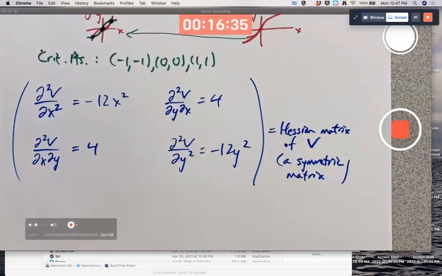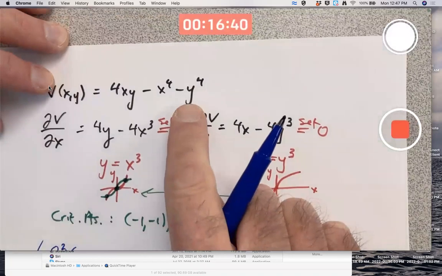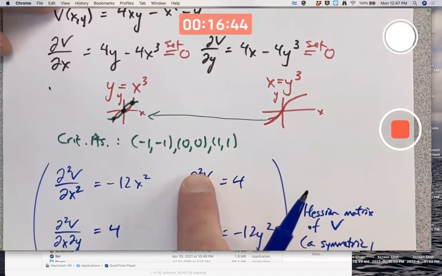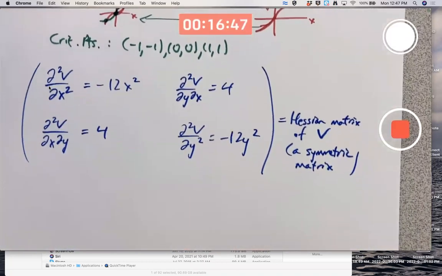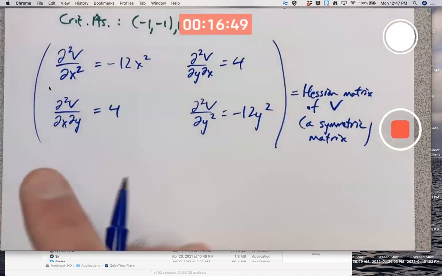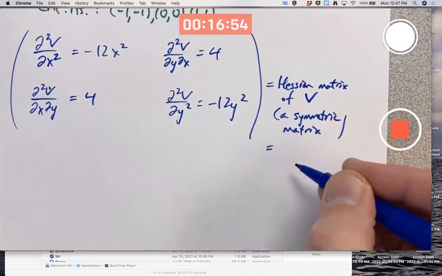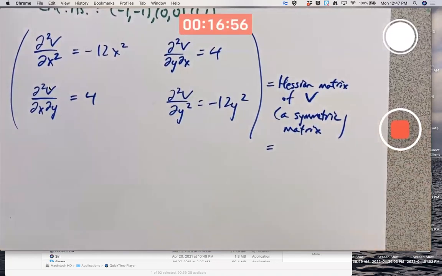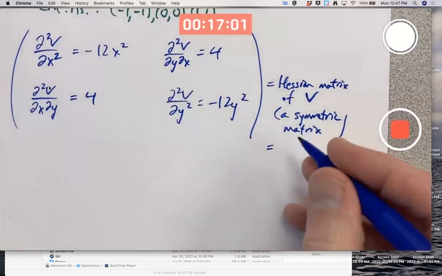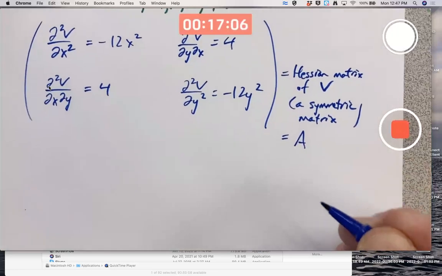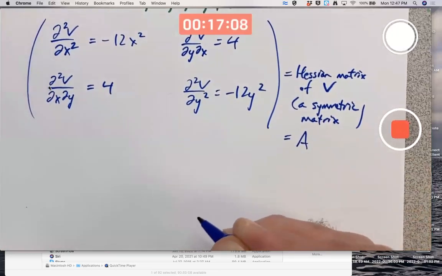Is that what I want to do here? No. I'm trying to learn about this function. I'm trying to classify these critical points as maxes or mins or maybe neither. What's the quickest way to do that? Let's call this, okay, it's the Hessian matrix. I don't want to call it H because I'm going to reserve the letter H for something else here today. What should I call it? I'll just call it A. I want to reserve the letter H for something else.